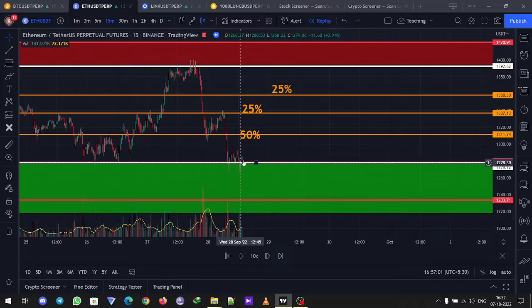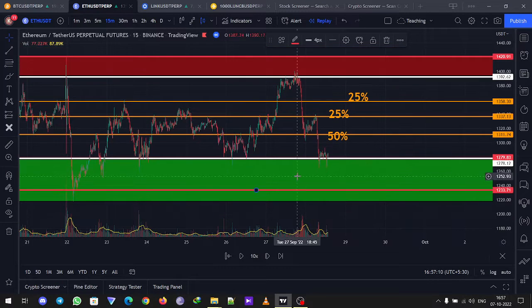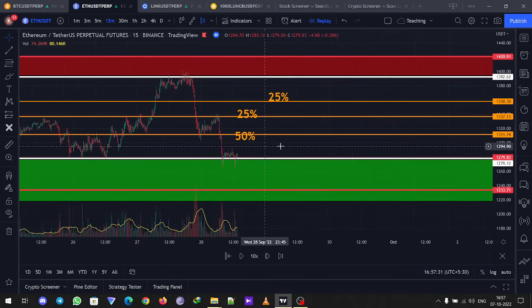Okay, now I've already told you how to place your stop loss. This red line depicts the 3.5% level, and you can either place your stop loss at 3.5% in Ethereum USDT perpetual, because I've analyzed the volatility of this asset in the past, or you can place it just below this green zone, or the lowest point of the liquidity hunt. Sorry.